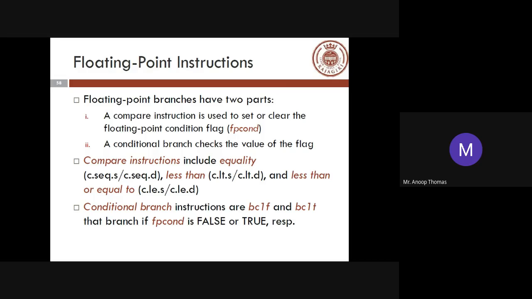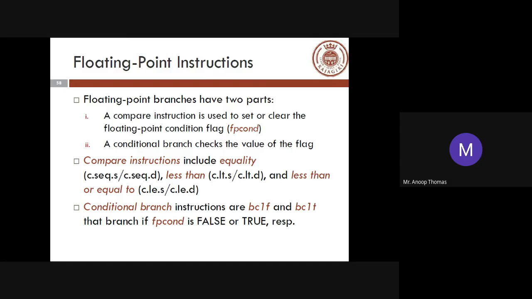These compare instructions include equality instructions, less than instructions, and less than or equal to instructions. Then there are comparison instructions, and along with the comparison instructions, you have a jump. That is the combination. Then you have conditional branches. So these are the two sets of instructions which are supported under your floating point instructions.